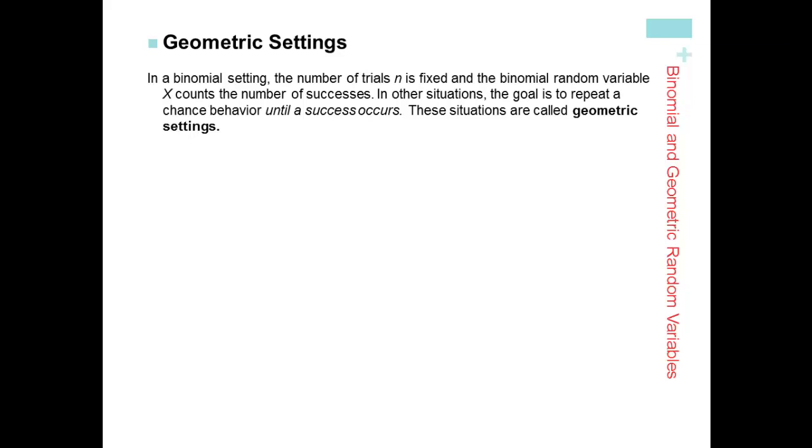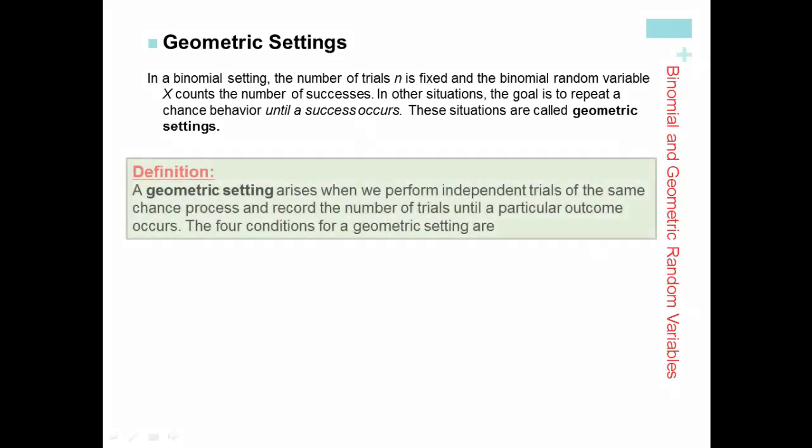In other situations, sometimes our goal is to repeat a chance behavior until a success occurs. These situations are known as geometric settings. A geometric setting arises when we perform independent trials of the same chance process and record the number of trials until a particular outcome occurs.